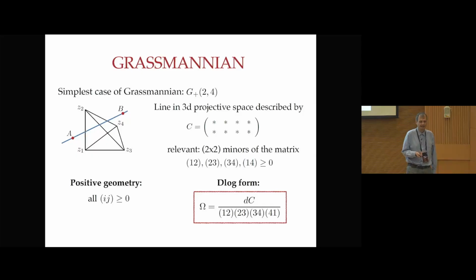And the positive geometry, this positive Grassmannian, is just given by the statement that all of the 2x2 ordered minors of this matrix are positive or non-negative. They are 0 on boundaries, except for these 1,3 and 2,4, which are not boundaries. And the D-log form is just given by 1 over 1,2 2,3 3,4 and 1,4, because these are the boundaries of the space.